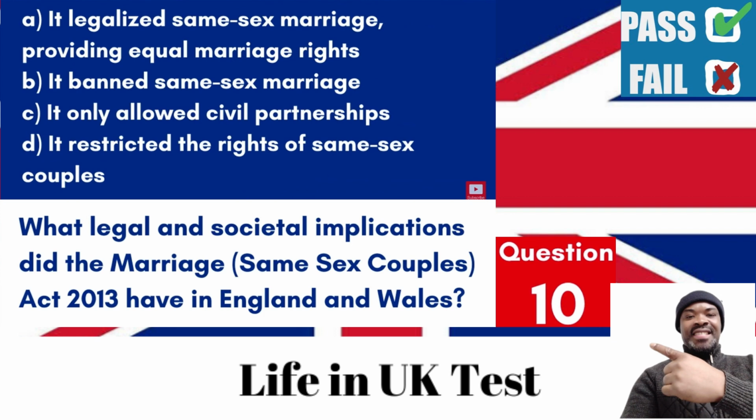Question 10. What legal and societal implications did the Marriage, Same-Sex Couples, Act 2013 have in England and Wales? A. It legalised same-sex marriage, providing equal marriage rights. B. It banned same-sex marriage. C. It only allowed civil partnerships. D. It restricted the rights of same-sex couples.